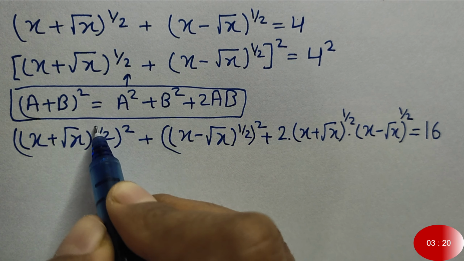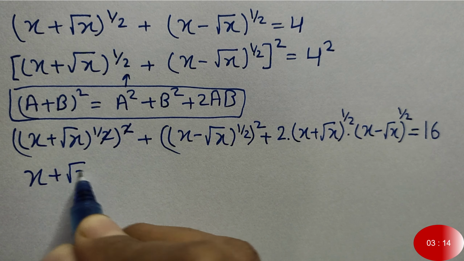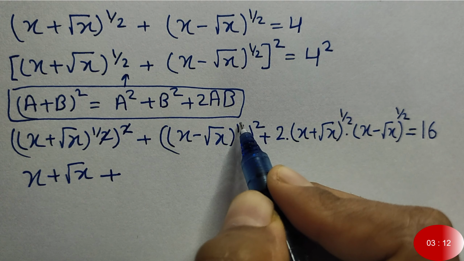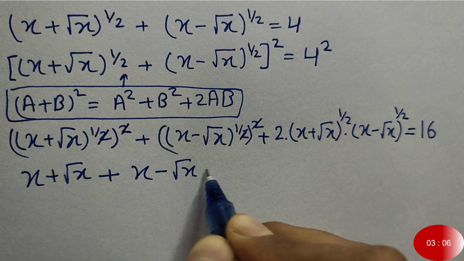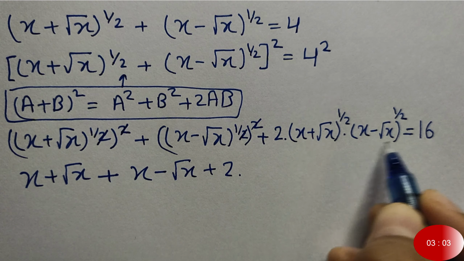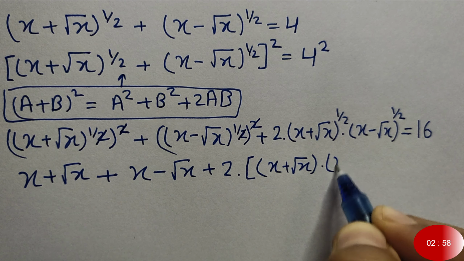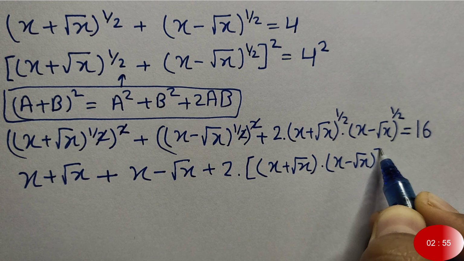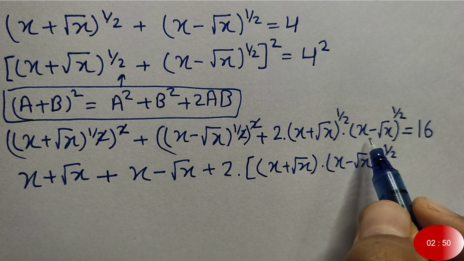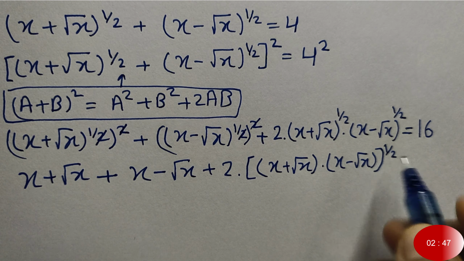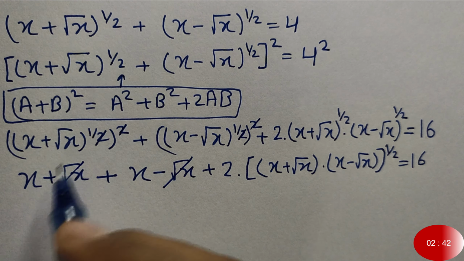So in the first term, power 1/2 will be cancelled out by power 2. So what is left? x + √x plus. In the second term, power 1/2 will be cancelled out by power 2. So what is left? x − √x plus 2 into. This term can be written as ((x + √x)(x − √x))^(1/2), since a^m into b^m is equal to (a into b)^m, is equal to 16. Root x will be cancelled out.